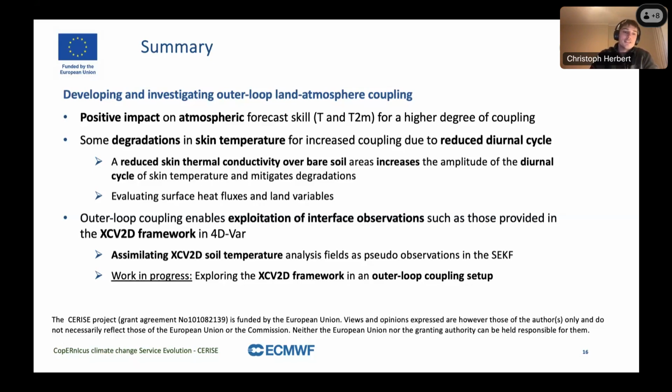And as future work, evaluating also the surface heat fluxes when the coupling is changed, so that we have the balanced initial conditions we want to have. And the main focus in the future will be on this exploitation of interface observations. Once we have the coupling fully in place, we can exploit more observations which are sensitive to both system components. And with that, I'm stopping here. I'm very happy to receive questions. Thank you very much.